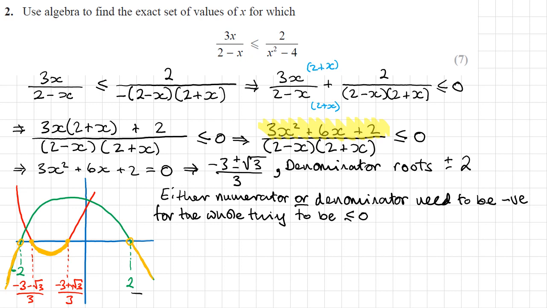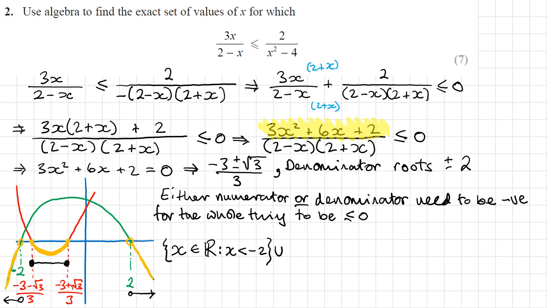x is greater than 2, remember it doesn't include the 2, can't have a negative denominator. When x is less than negative 2, and then between these two values here. And what I need to do now is to write this as an exact set of values using set notation. So we'll start with the first one over here. So x is a real number, but x is less than, not less than or equal to, less than minus 2.